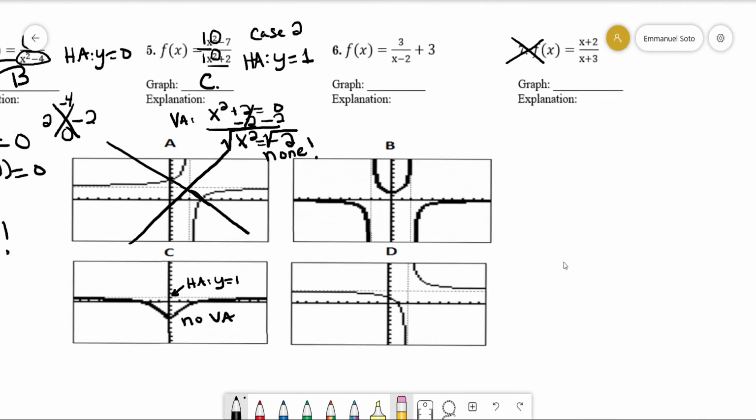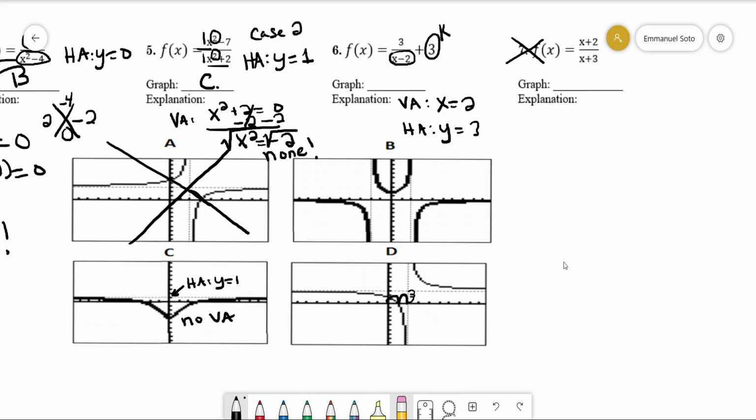If we look at number 6, we have a vertical asymptote at x equals 2 because 2 minus 2 is 0. And we have a horizontal asymptote at y equal to 3 because of that k value. Therefore, the graph looks like it's shifted 2 to the right and 1, 2, 3 up, which is exactly this guy. So it's going to be D.